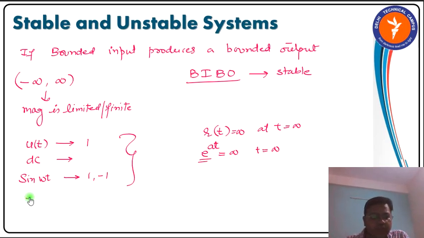But if I see u(t) times e raised to the power -at, then this product will be an example of a bounded input, because its magnitude will always be limited between 1 and 0.